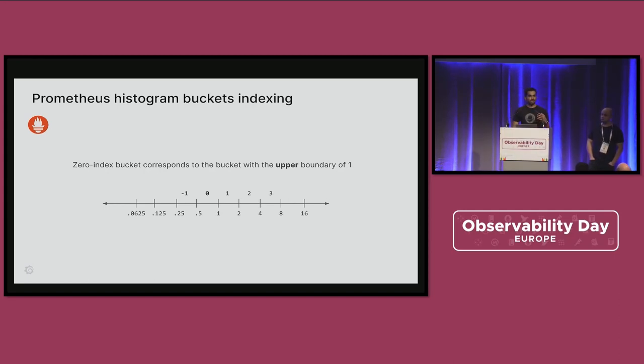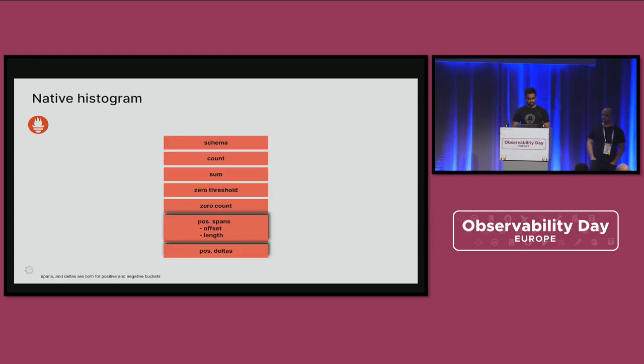There is one fundamental difference, as Ruslan mentioned. When you specify a particular scale, you know what the bucket boundaries are. So you no longer need to specify a bucket with the boundary. You can just give an index, and you can get the boundaries of the bucket. In OpenTelemetry, the zero index is the bucket with the lower boundary of 1. But in Prometheus, it is shifted by 1. In Prometheus, the bucket with the upper boundary of 1 is the bucket with index 0. That's the one fundamental difference in indexing the buckets.